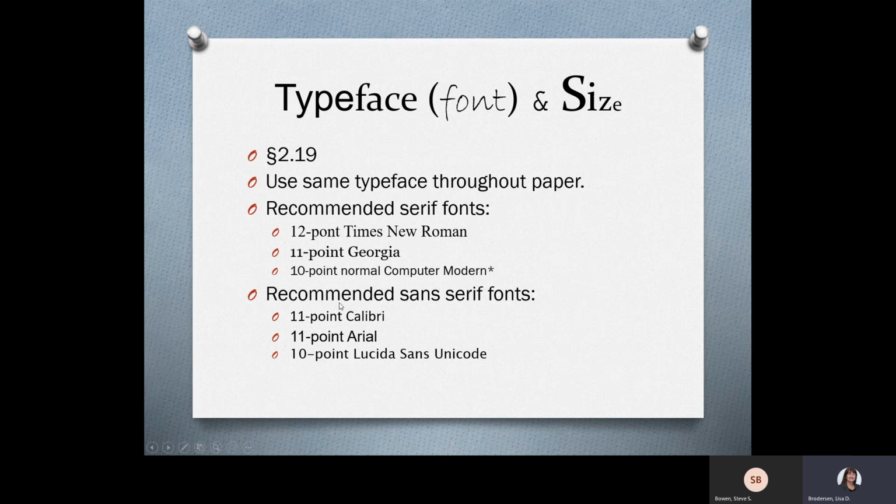But a new thing to APA style is that you can use sans serif fonts like Calibri, Arial, or Lucida Sans Unicode. And I would say that probably most students, if they choose not to use a serif font, will use Calibri or Arial. And in those cases, you use 11 point because those fonts are a little bigger than, say, the 12 point Times New Roman. So they end up taking up about the same amount of space on the page. Those are your options then for typeface, font, and size.